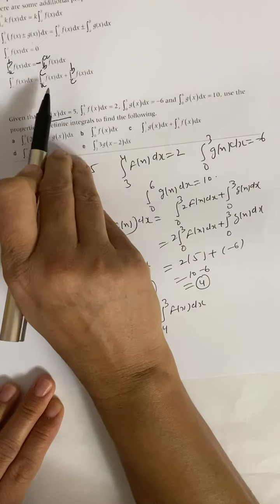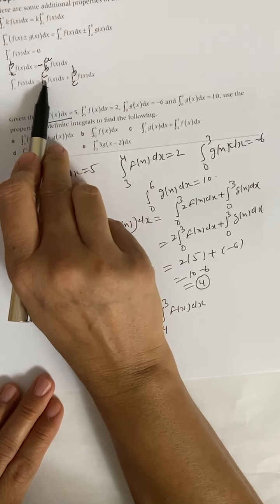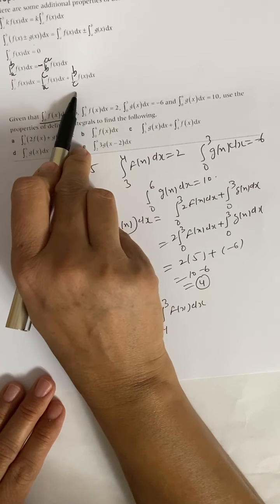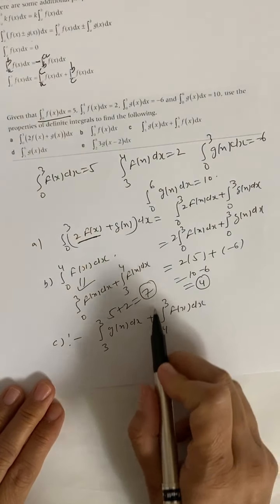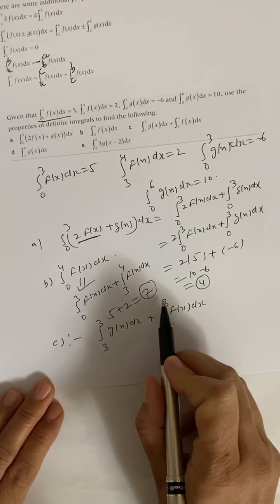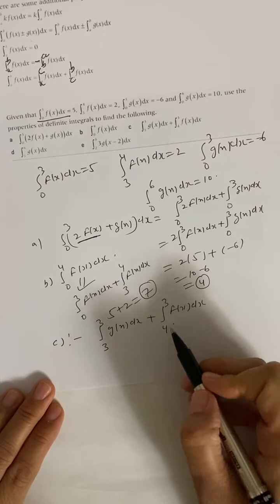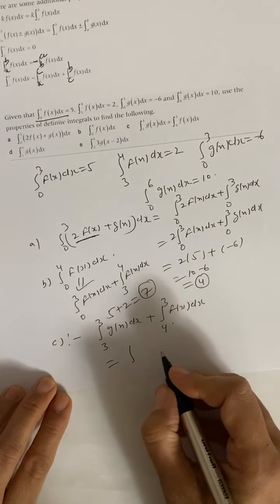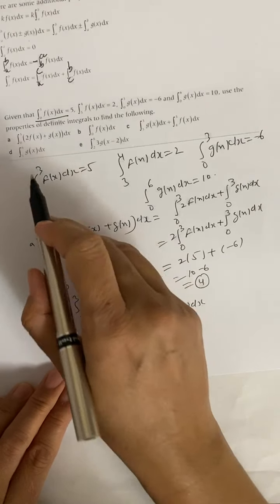Now to use this property, we need to have a to c and c to b. So whatever is the upper limit of the first integral has to be the lower limit of the second integral. But in this case, you can see that that's not the case. Then I have to use another property here. So I have to interchange the lower and upper limit of the second integral.